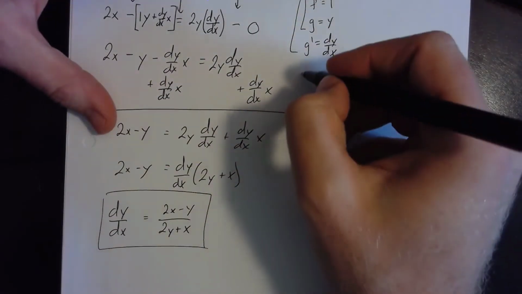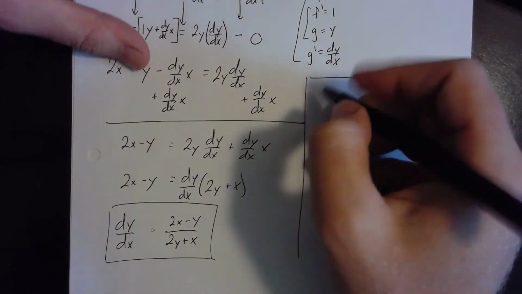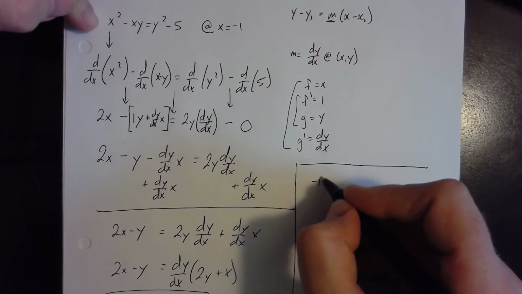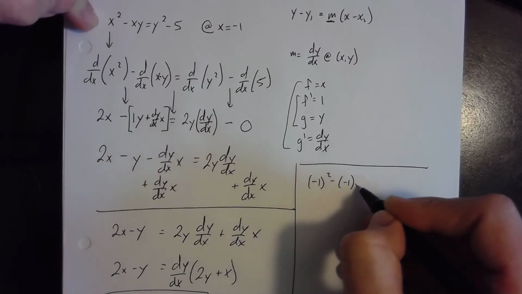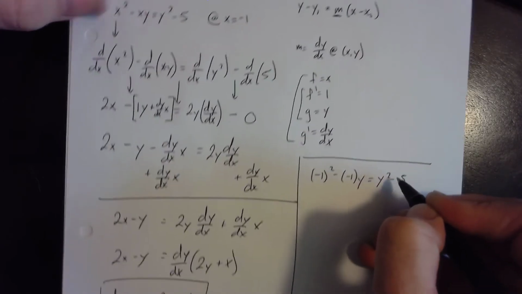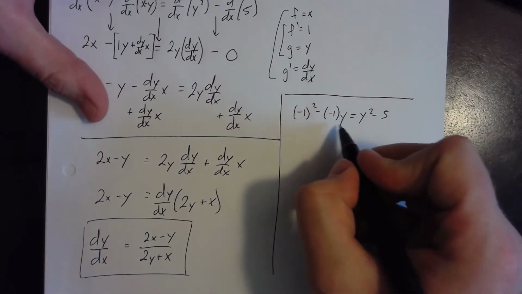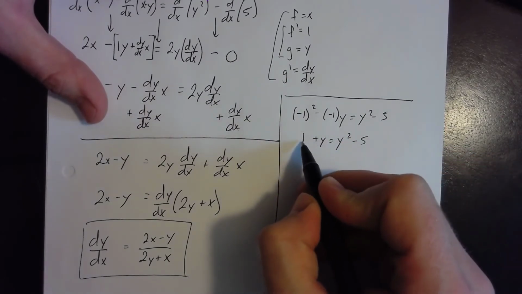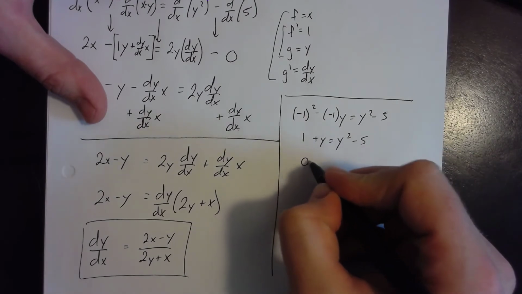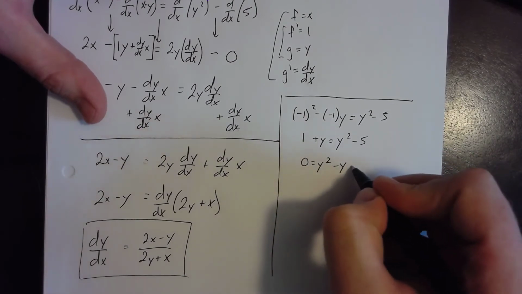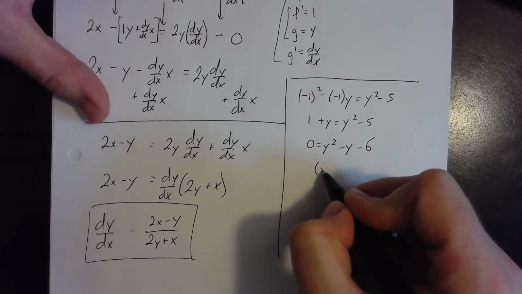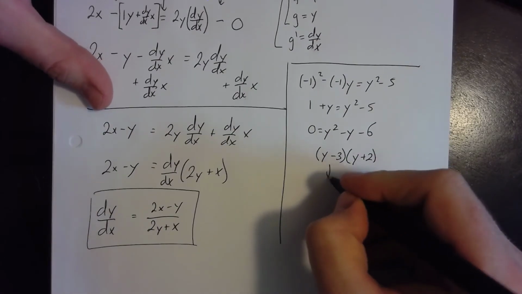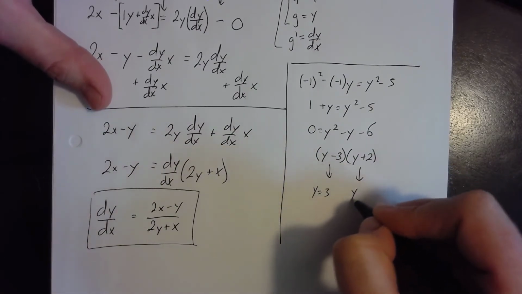So off to the side here, I'm going to plug this -1 into this equation. So I'm going to have -1 squared minus a -1 times y equals y squared minus 5. I'm going to solve this equation, in which case I'm going to have a positive 1 plus y equals y squared minus 5. I will subtract the 1 and I will subtract y, providing me with 0 equals y squared minus y minus 6, which does well for us because we can easily factor this into y minus 3 and y plus 2, which provides me with y equals 3 or y equals negative 2.